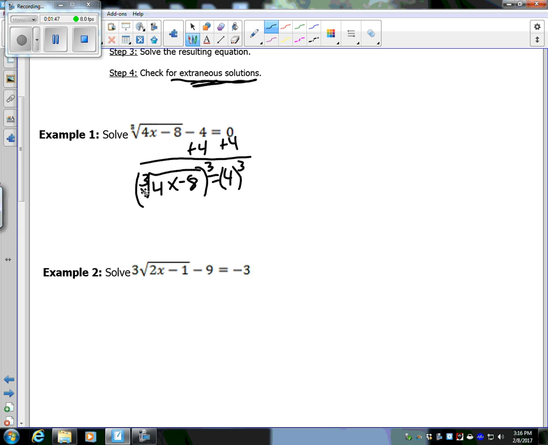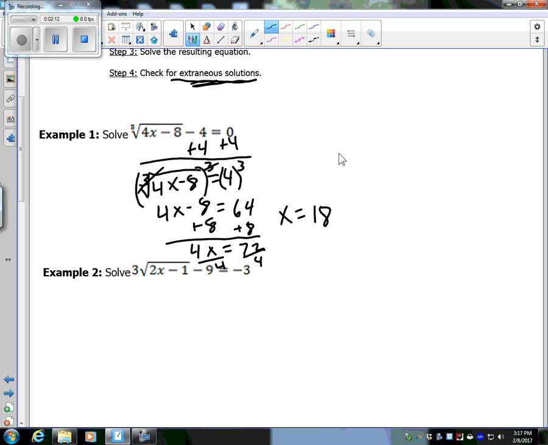Cube root and cube cancel out. So you have 4x minus 8 equals 64. And now it's just a 2-step equation. Add 8. 4x equals 72. Divide by 4. You get x equals 18.